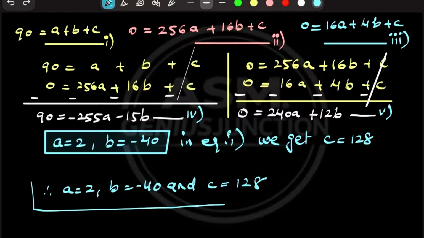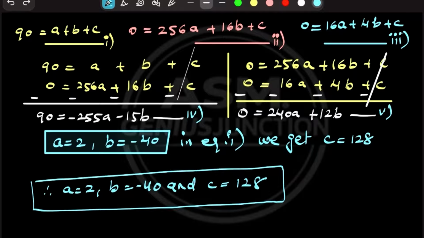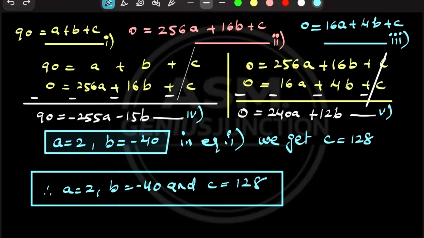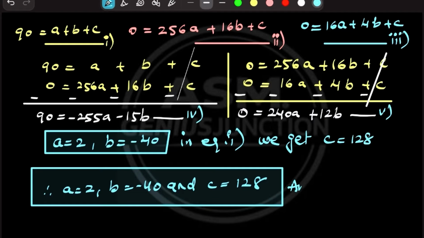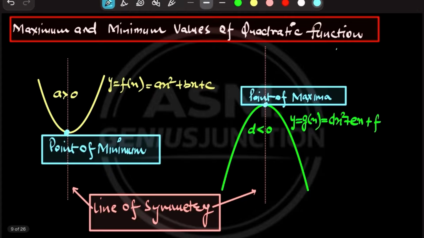A is equal to 2, b is equal to minus 40, and c is equal to 128 is the final solution for the given equation. Please pause the video and note down the solutions, right? So now we have reached the next very important topic of this video.